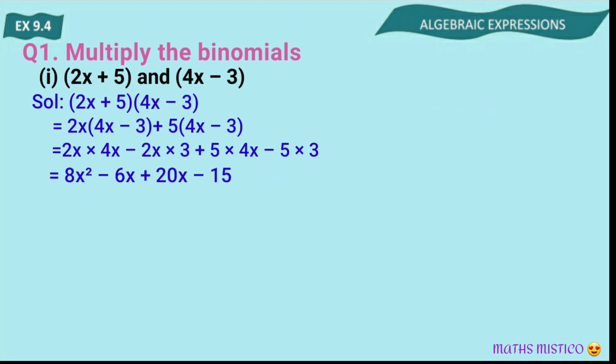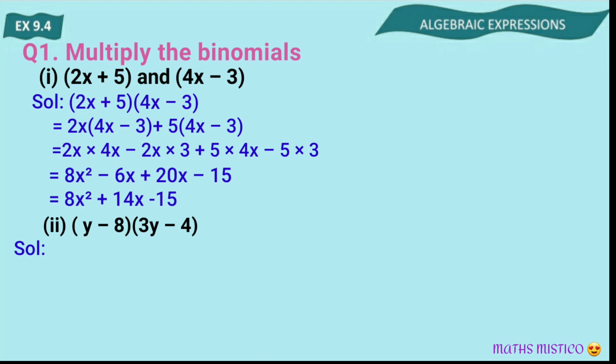Are there any like terms? Yes, minus 6x and 20x are like terms, so we will add them, and that gives us plus 14x. As no more like terms are left, this is the final answer. Let's start the next one.